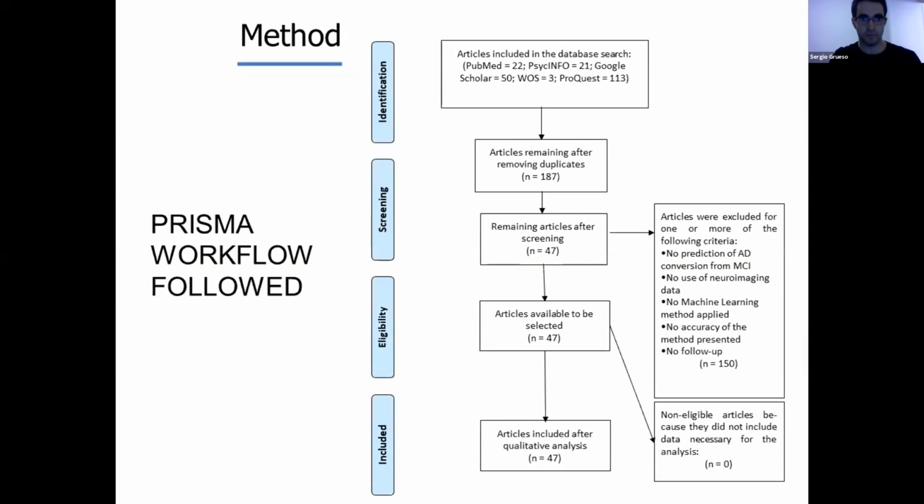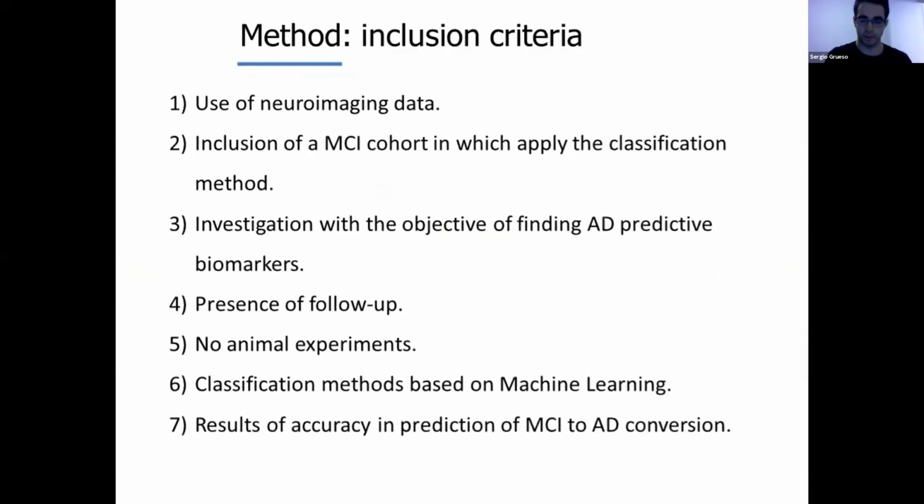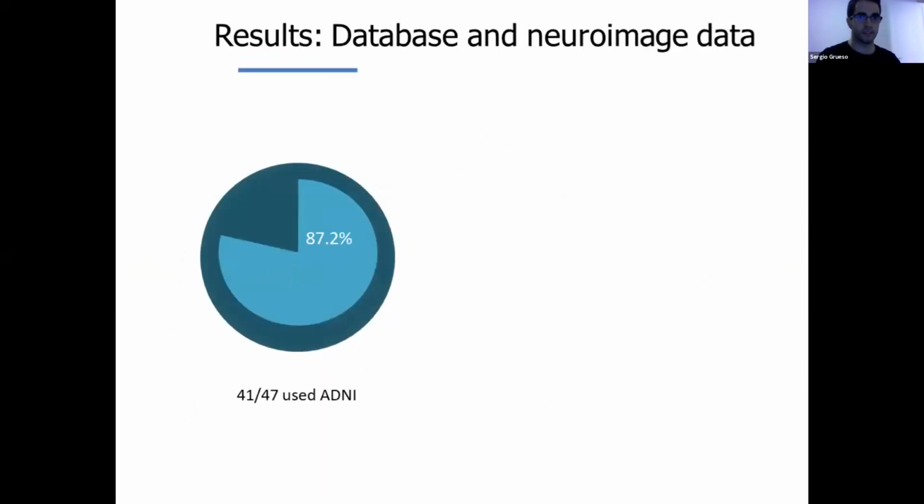This is the PRISMA workflow we followed for the sample selection, and here you have the inclusion criteria. We can come back here later, but for now let's just jump to the results section. Almost everyone used the ADNI database.